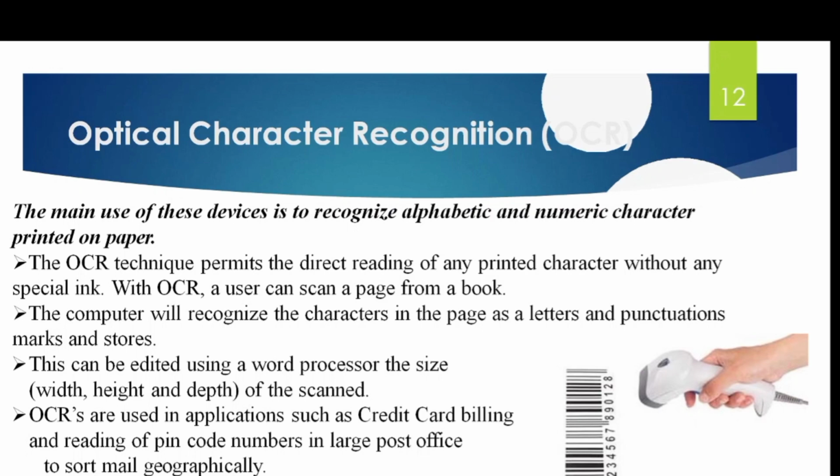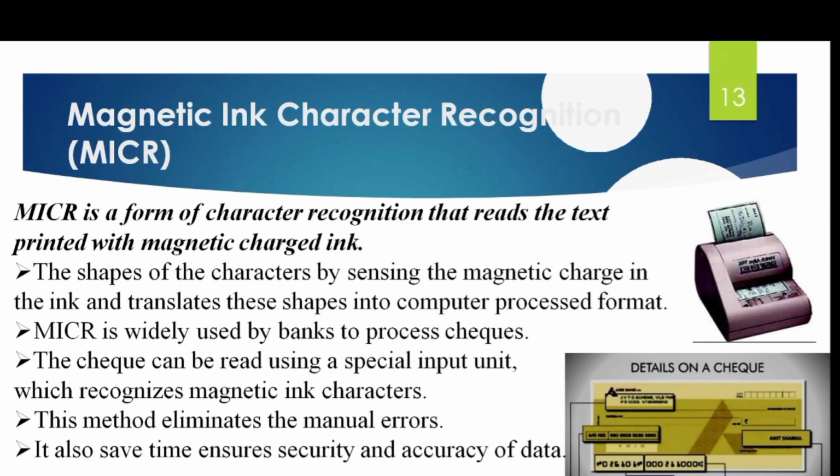With OCR, a user can scan a page from a book. The computer will recognize the characters on the page as letters, punctuation, and marks and store them. This can be edited using a word processor, including the size, height, width, and depth of the scan. OCR is used in applications such as credit card billing, reading of PIN code numbers in large post offices to sort the mail geographically.